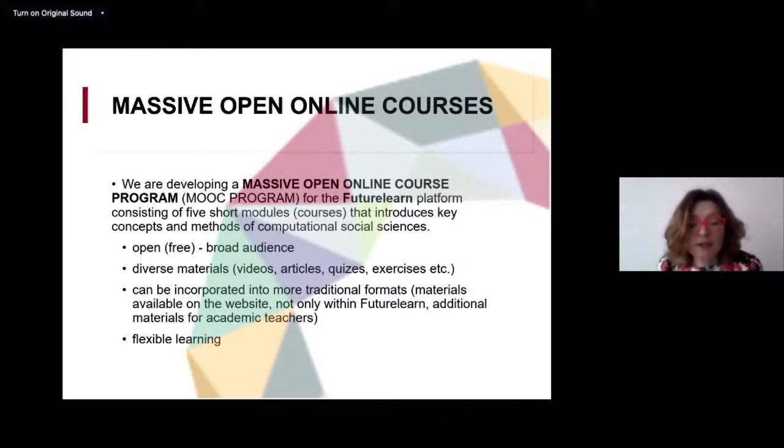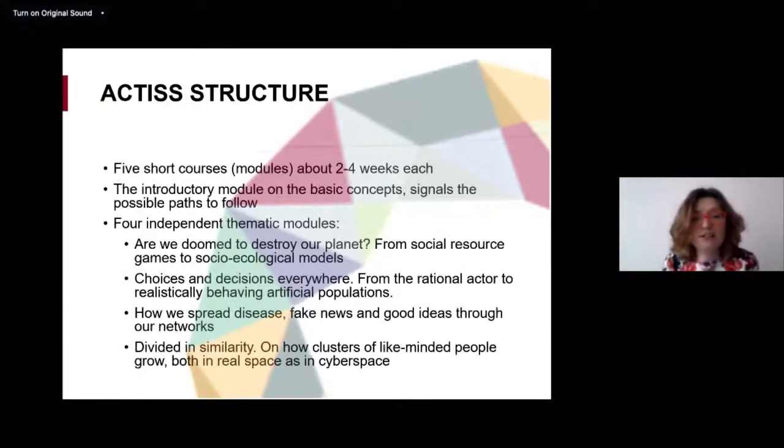The program also allows for some flexibility, and there are several dimensions to this flexibility. One is that when you learn online, you can choose when you want to learn and what you want to learn. But we have also introduced some flexibility within our program itself. We designed it so that it has 5 courses. One of them is an introductory module on the basic concepts that signals what the possible paths to follow from here are. And 4 are independent thematic modules.